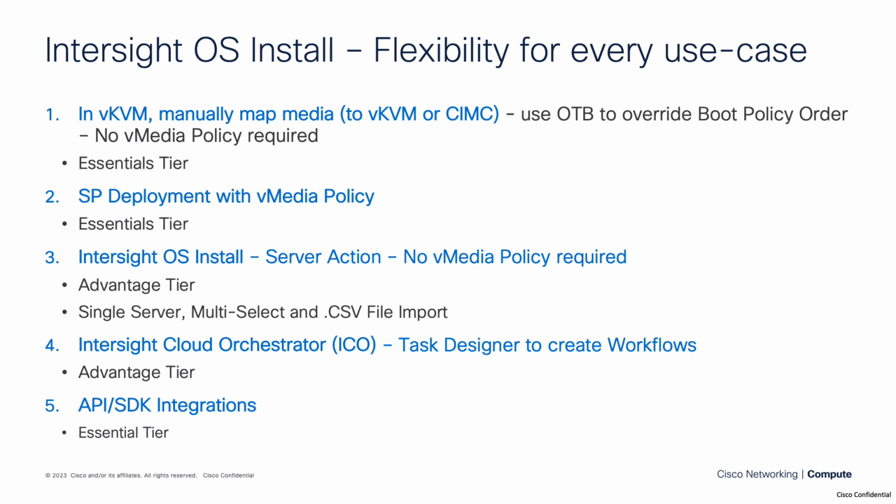Okay, so certainly you can launch a virtual KVM in Intersight, and you can manually map the media either to the vKVM or to the CIMC of the server. Okay, and then you can use the option of one-time boot to override the actual boot order policy that you have in your server profile. And that's a capability. You don't need a vMedia policy because you're manually mapping it through the vKVM. And that's available in the Essentials tier.